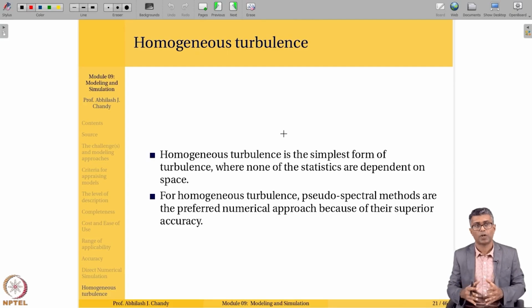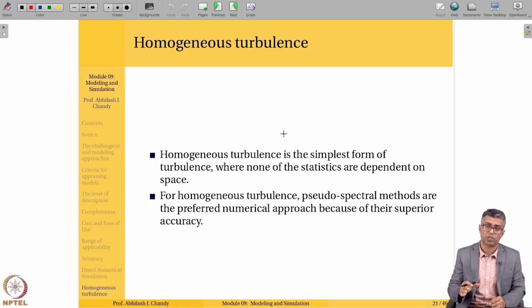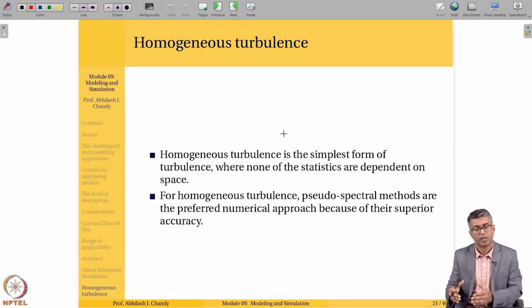So the reason why we are picking a simple problem is that now we can make certain assessments about the cost, for example, associated with actually doing a DNS. So for a simple problem like homogeneous turbulence, if the cost is X, then obviously for a more complex problem like jet flows or pipe flows which are turbulent, the cost is going to be say 10X, 2X or 5X. Definitely it is going to be more than X, right? So that's the reason why we pick a simple problem.